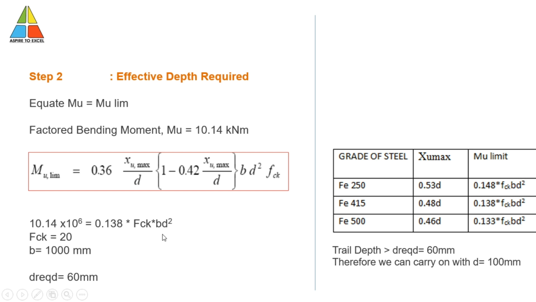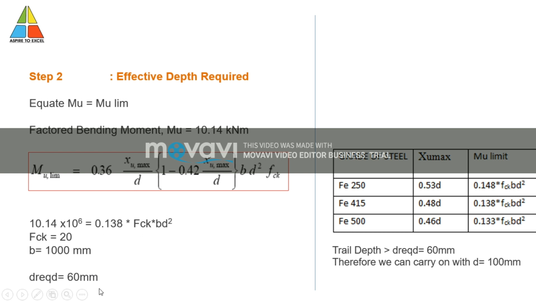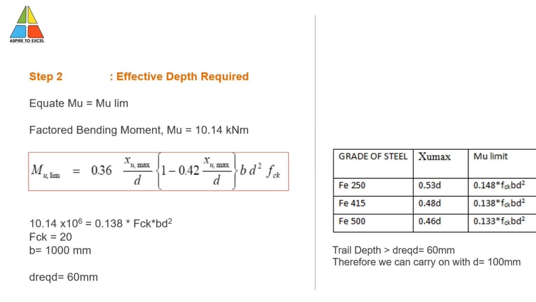So when we solve this, when we equate this, we will get the value of D as 60 millimeter. So the required depth is 60 millimeter and trial depth is 100 millimeter. So that is fair enough. What is required is only 60 millimeter, but we are offering 100 millimeter, so this is safe. So good to move ahead.